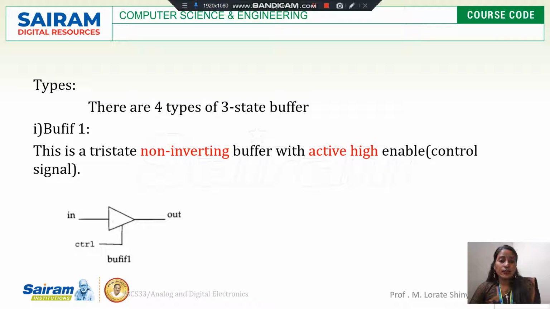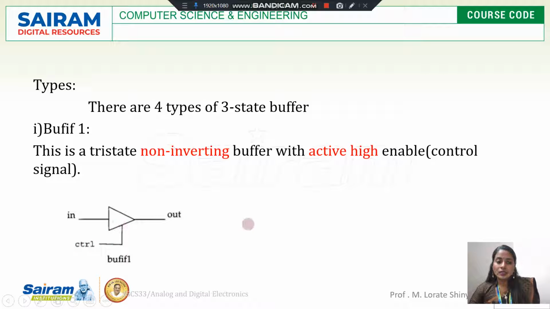First is buffer if 1. This is the tri-state non-inverting buffer. Non-inverting buffer with active high enable signal. Enable signal or control signal. Active high enable signal and also non-inverting. So this is the symbol of buffer if 1. This is input, this is output, this is control signal. The control signal is active high here.